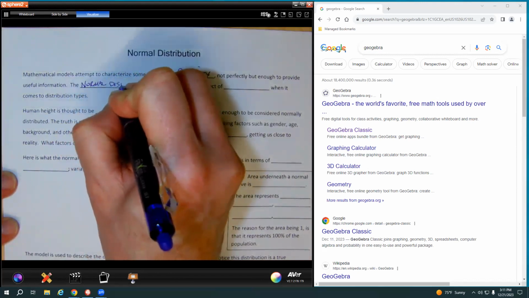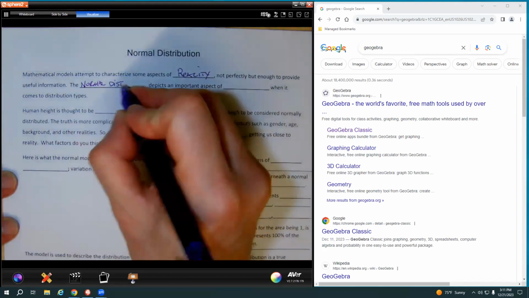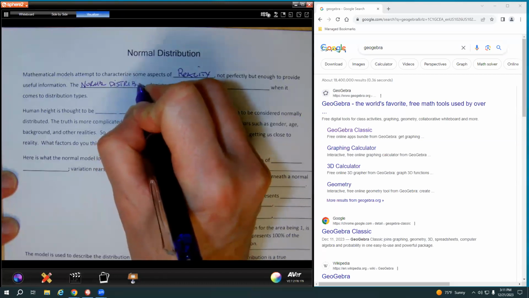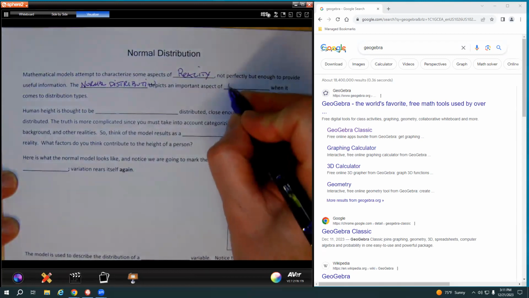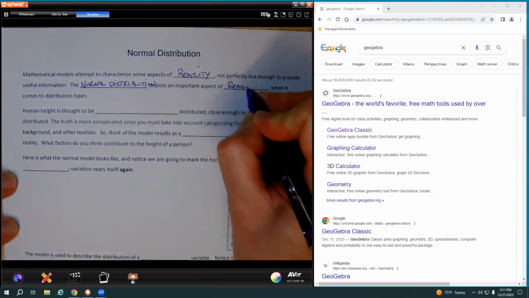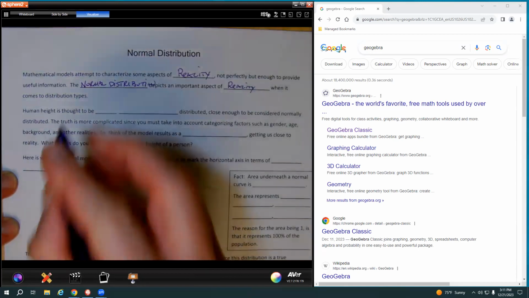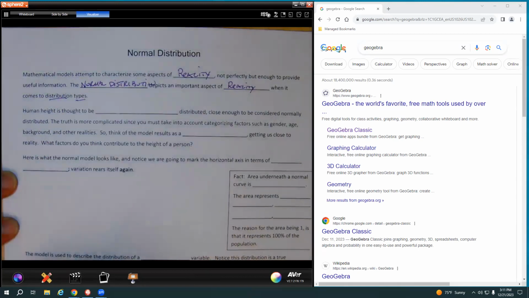I'm going to abbreviate this just DIST. Oh, I'm not, I got enough room. I don't know why I thought it was less room. I think it was a little. Depicts an important aspect of reality when it comes to distribution types, okay?